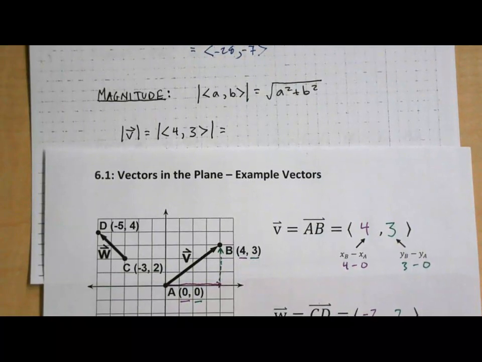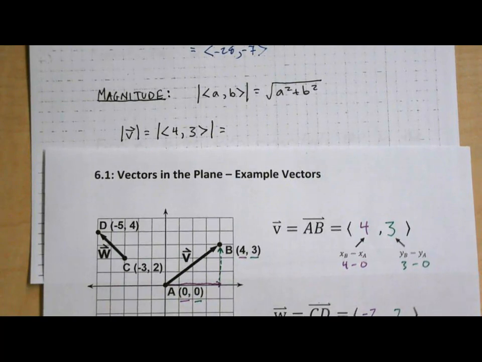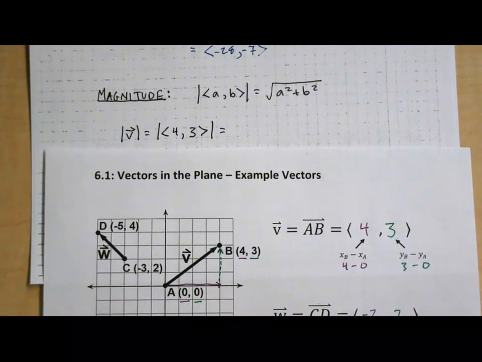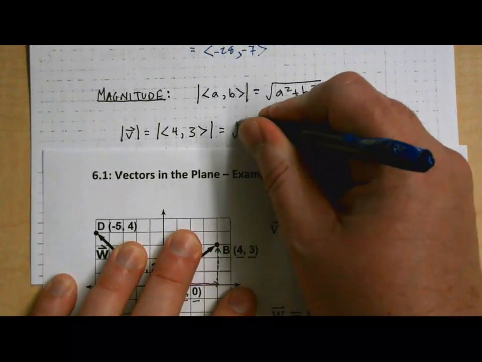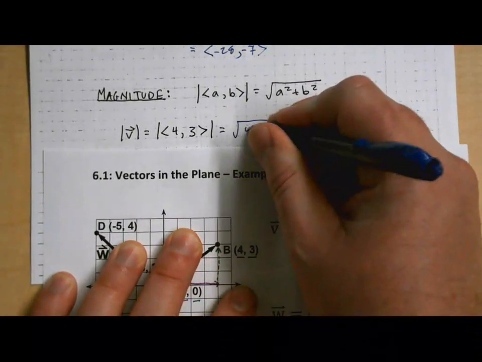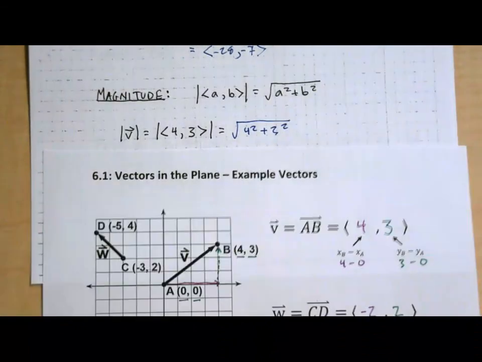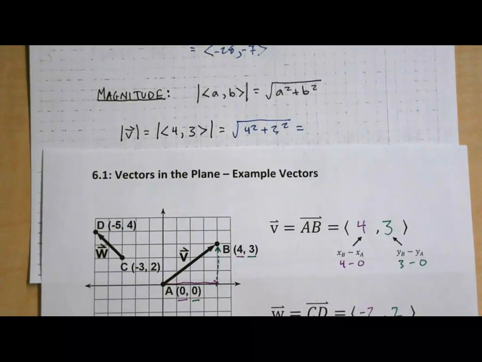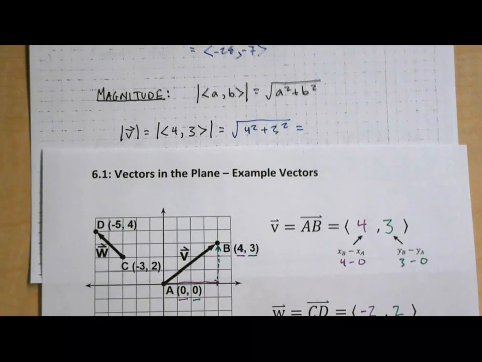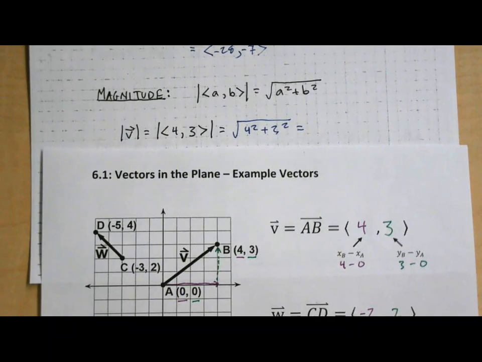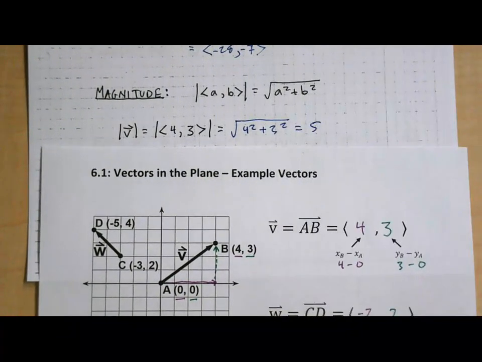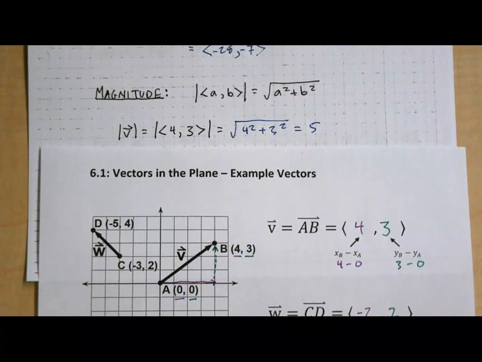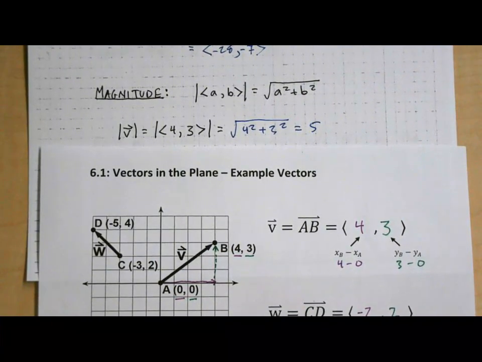So these vertical bars on either side, the things that look like absolute value symbols, indicate that we're finding a magnitude. So we just need to take the square root of 4 squared plus 3 squared. You can work out the math there, or some of you probably recognize that that's a 3, 4, 5 triangle. 16 plus 9 is 25, and the square root of 25 is 5. So the magnitude of vector v is 5.